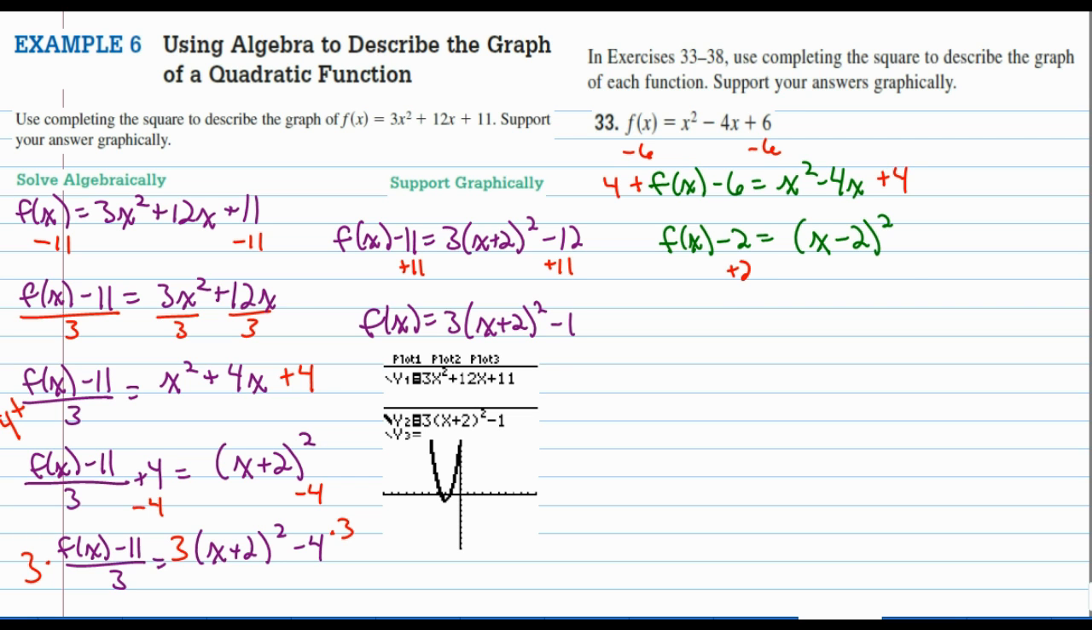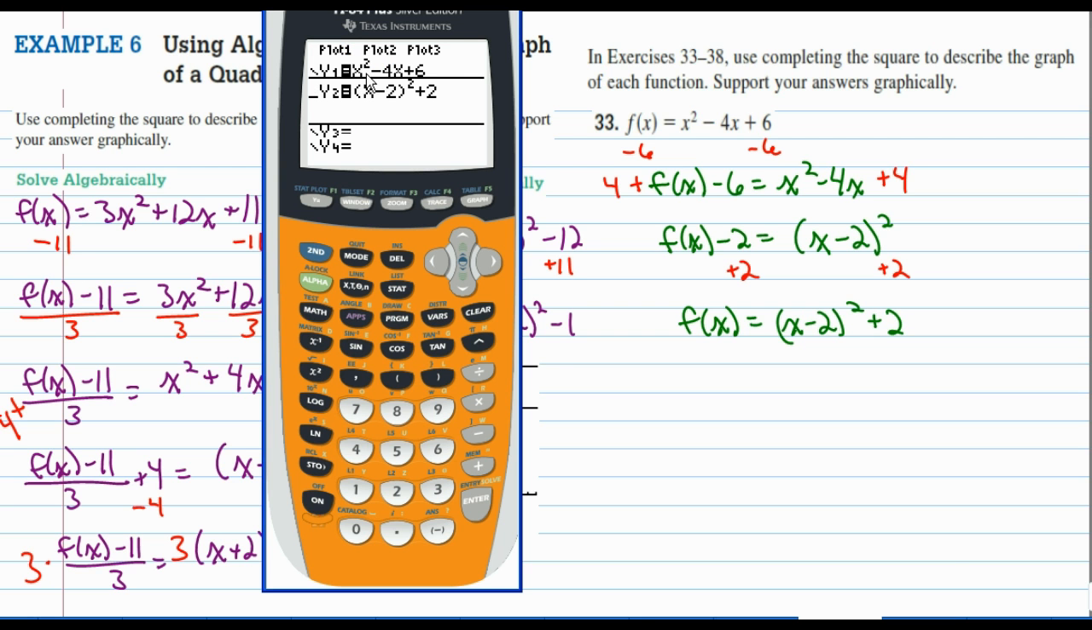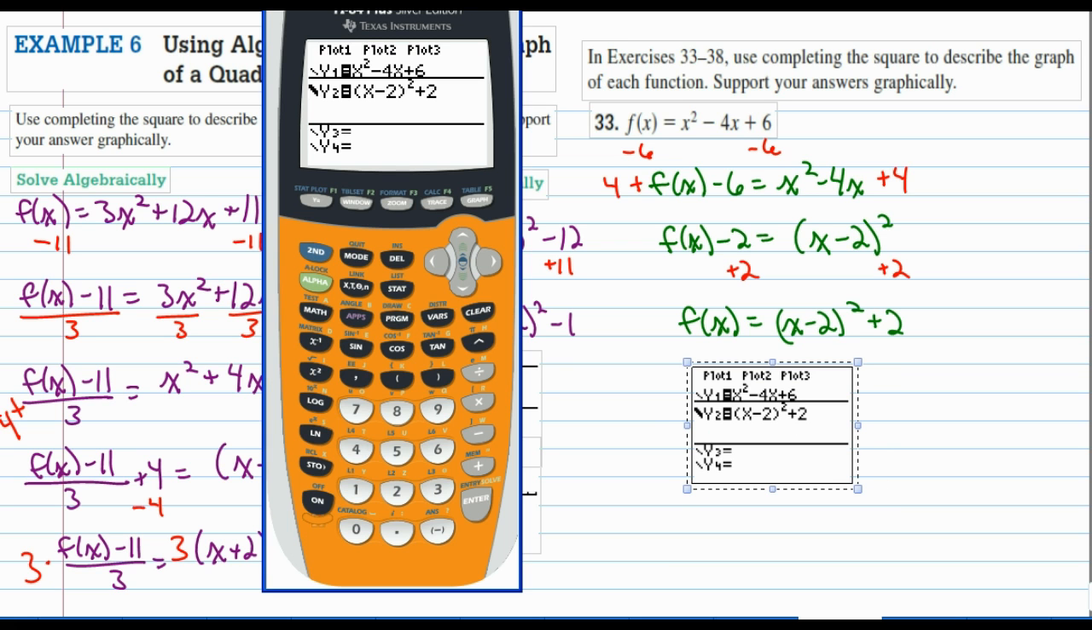Last step, add 2 to both sides. f of x equals x minus 2 squared plus 2. I'm going to check that. I put in the original equation without any work done by me. Then in y2, graphing dark, I put in the answer I think will graph to the same exact parabola. Let's see what happens. Yay! The same exact parabola.